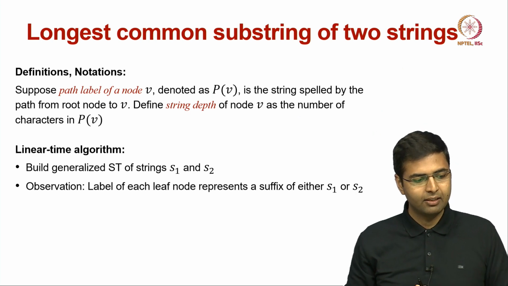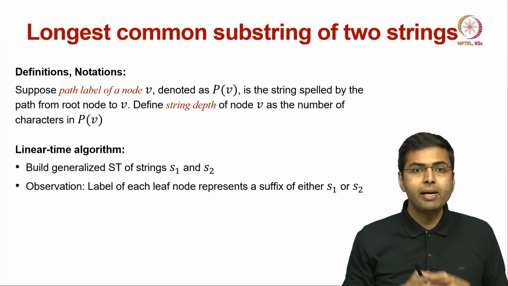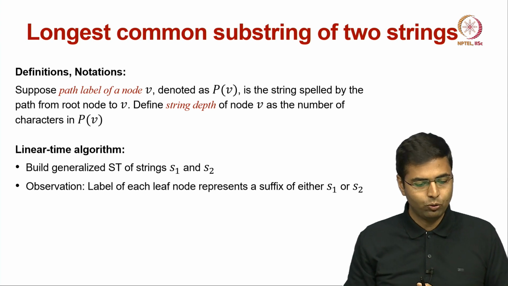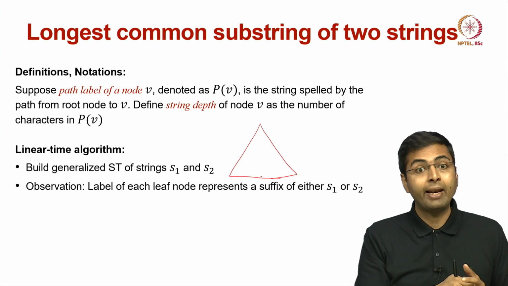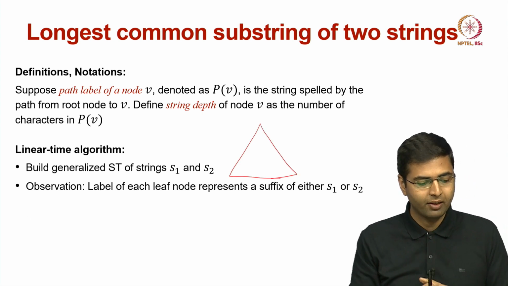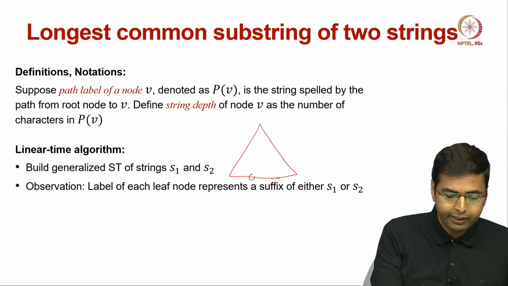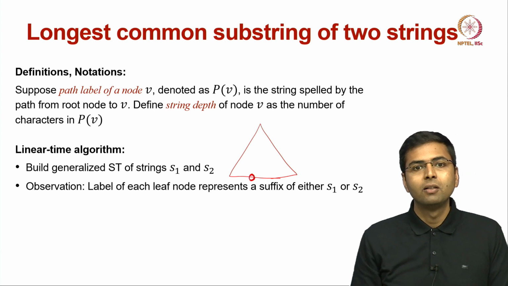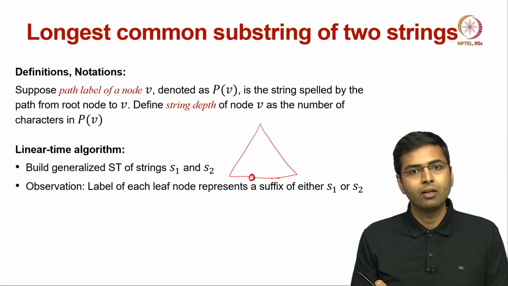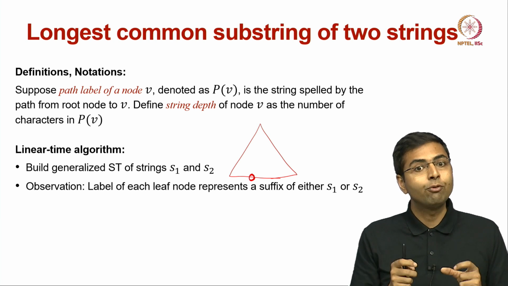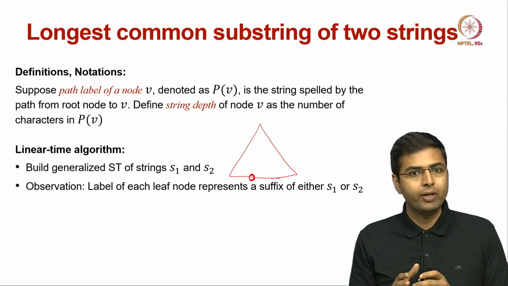Okay. So, now the linear time algorithm works as follows. We will build a generalized suffix tree of strings S1 and S2. So, this will be a single tree containing suffixes of S1 as well as suffixes of string S2. Now, observe that the label of each leaf node represents a suffix of either S1 or S2. So, each leaf node will represent a suffix of either string S1 or string S2.